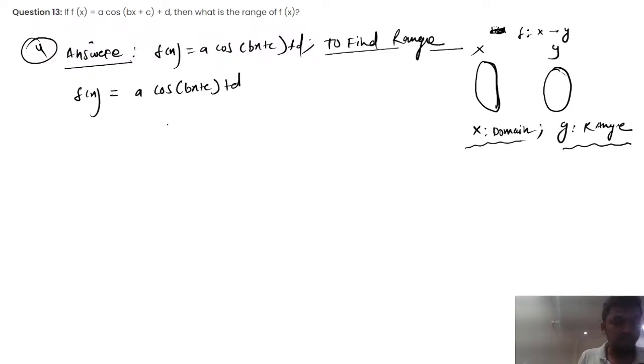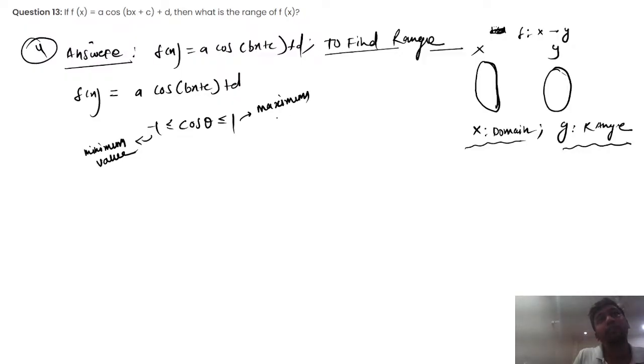Now we know that cos of theta is greater than or equal to minus 1 and less than or equal to 1. Can we write like this for cos theta? So from here, what have we got? The minimum value is minus 1 and the maximum value is 1. This is the minimum value and this is the maximum value. Any doubt till here?